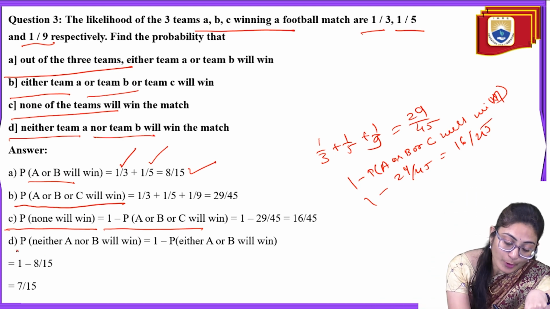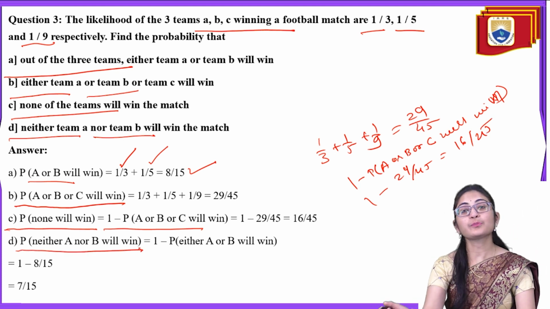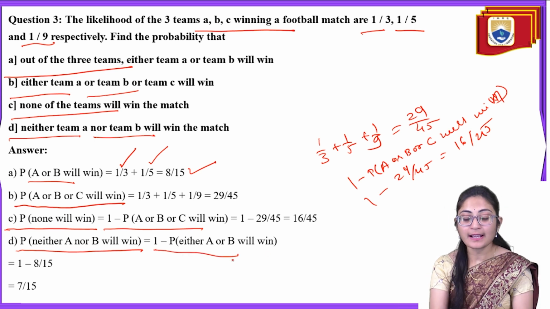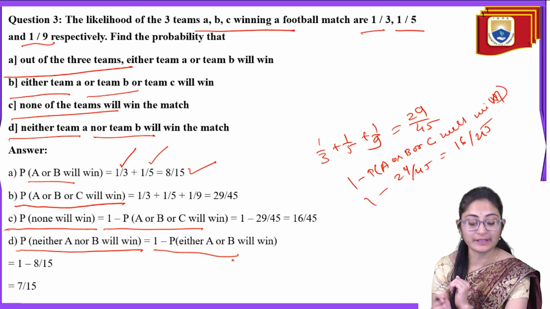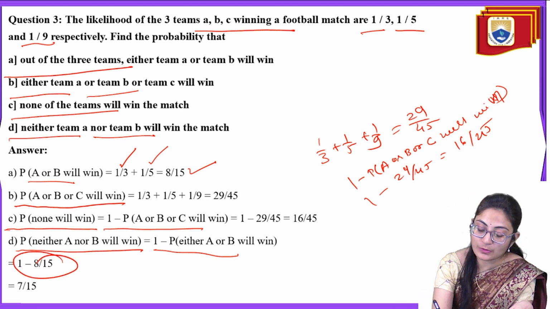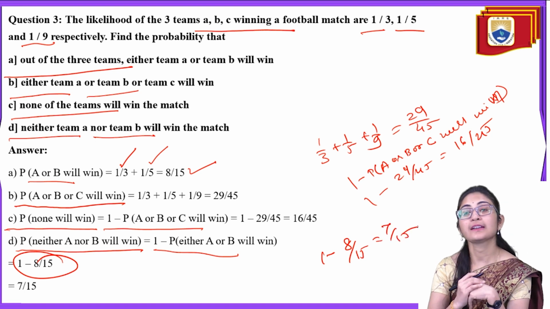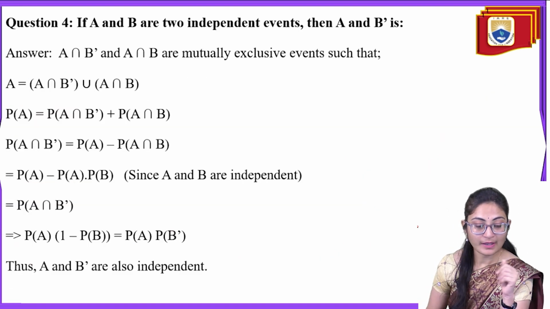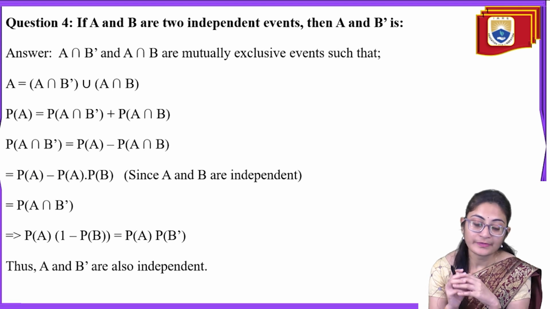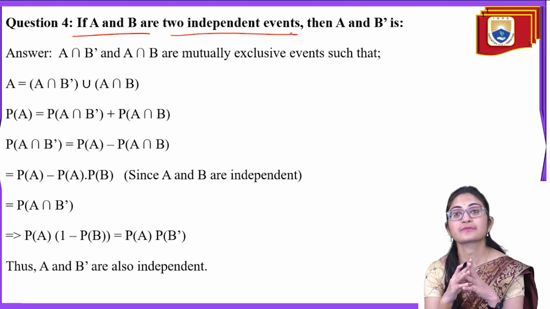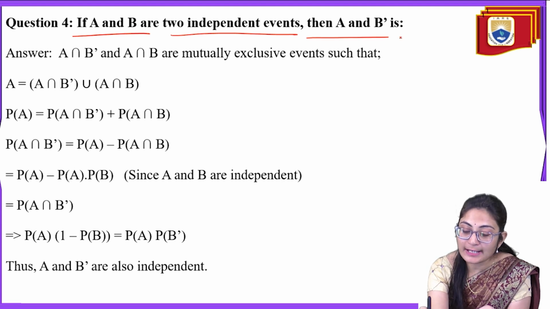Then probability of neither A nor B will win: that is 1 minus probability of either A or B will win. Our values are 1 minus 8 by 15, that is 7 by 15. Now next question: if A and B are two independent events, then A and B is.